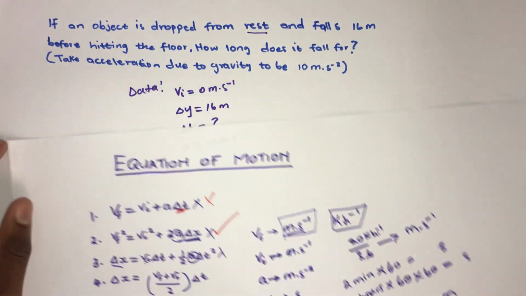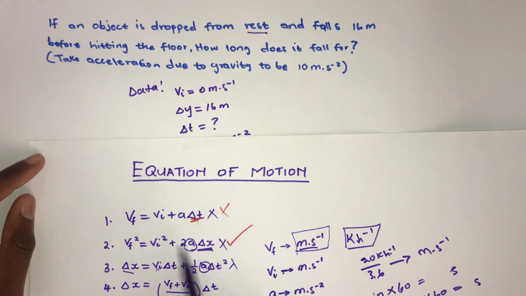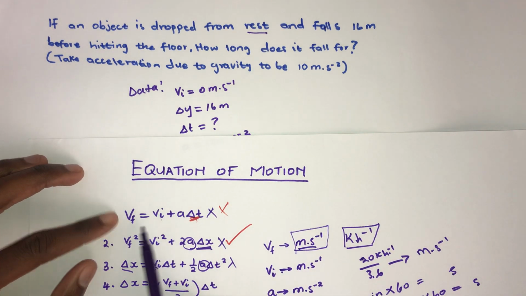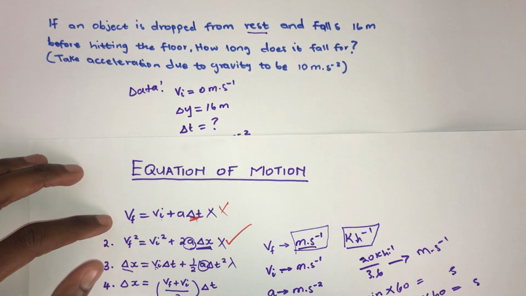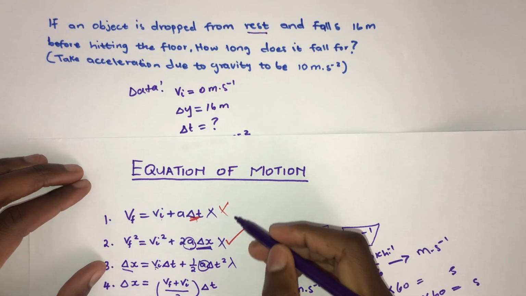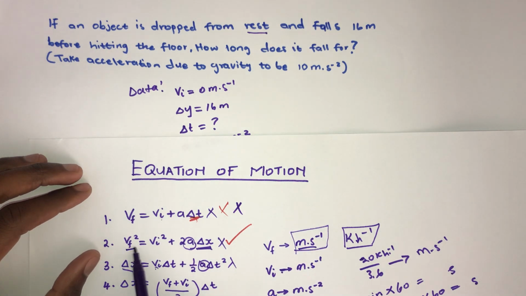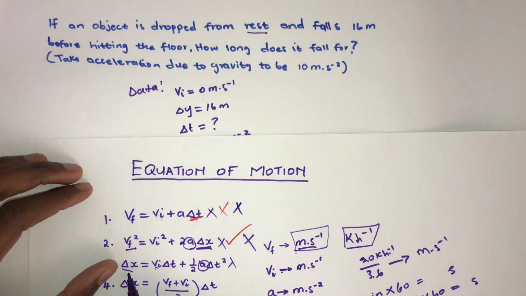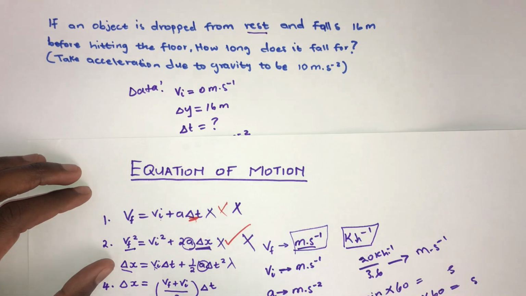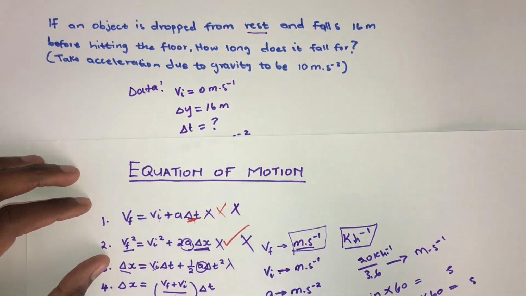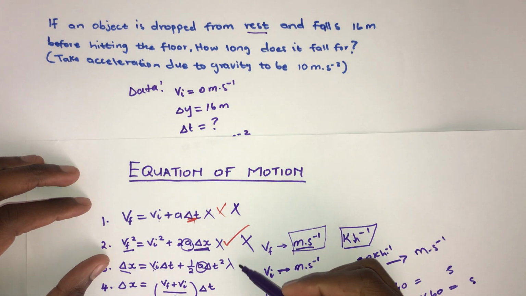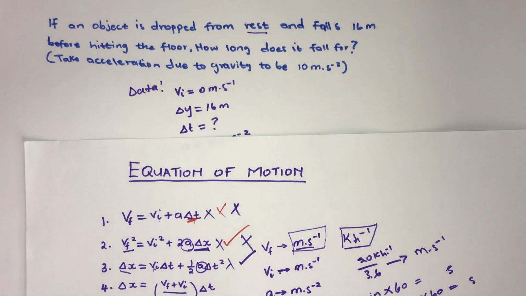So we have the initial velocity. For this one, we are not given the final velocity and we are not looking for the final velocity. That means we cancel this one. The second one still has final velocity, so we cancel it. The third one, here we're going to use y. The distance is given as 16, V initial is 0, the question asks how long, that is time, and the acceleration is given. That means we're going to use this one now. Equation number 3.